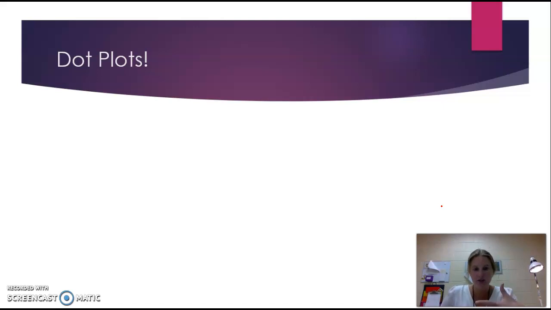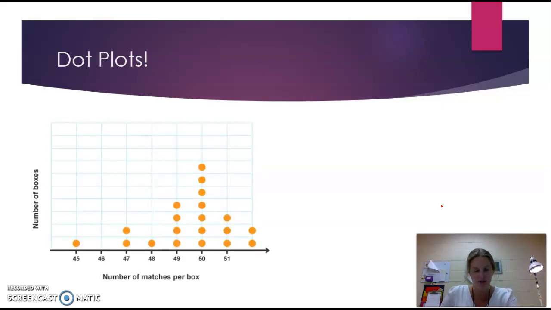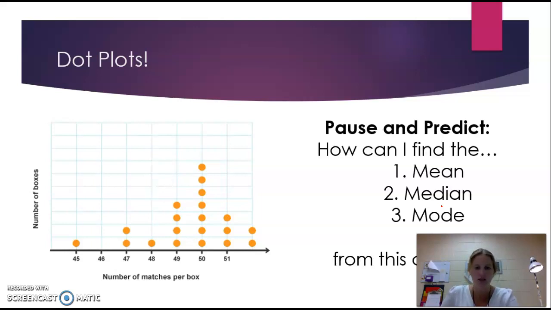So I give you a dot plot. I ask, what is the mode of this dot plot? Maybe you're like, oh, I know that one, that's easy. But now pause and predict, how could I find the average number of matches per box? This is the context we're talking about here. Or how could I find the middle number, or the median number of matches per box from this dot plot?